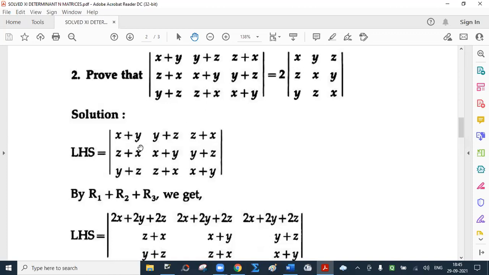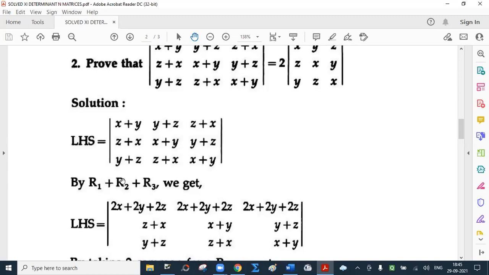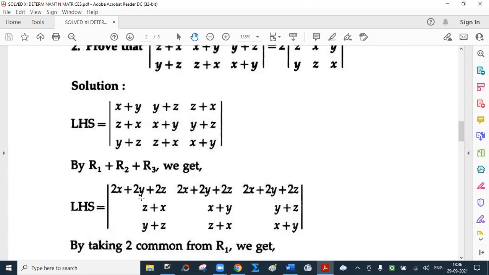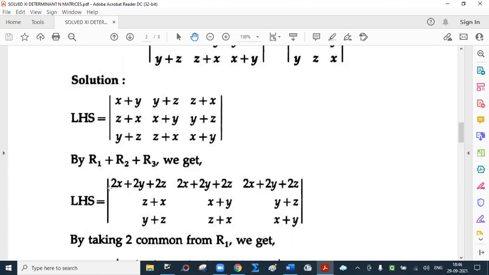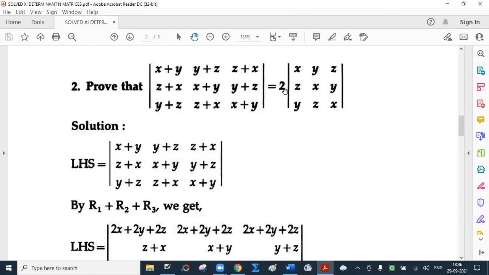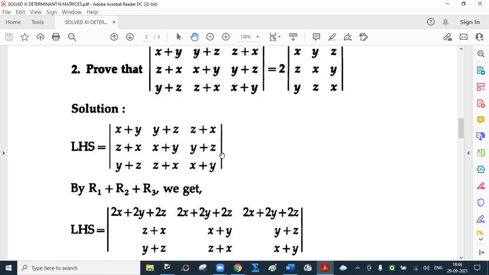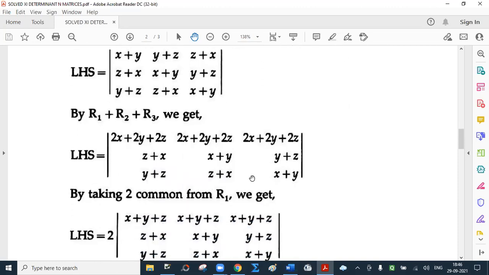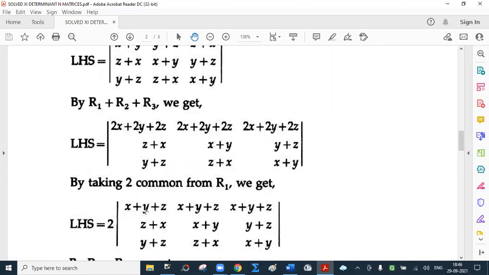First row is x, y, z. Okay. Now, by R1 changes to safer side, we write R1 arrow, R1 plus R2 plus R3. This is also correct, but many students get confused. So it is better that we write R1 arrow, R1 plus R2 plus R3. So first row becomes 2x plus 2y plus 2z, each element. Now you may say, sir, this can be taken common. Do we require that outside the determinant? No, we want only 2. So take only 2 common from R1. You get this.